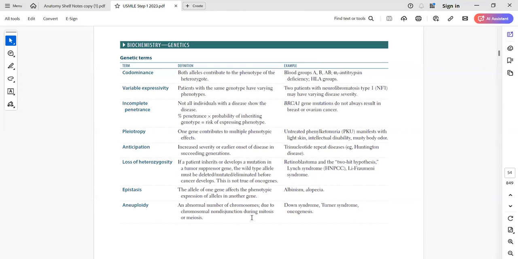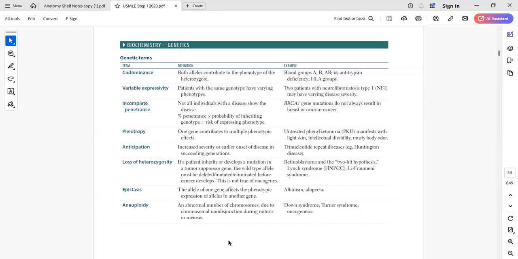This is a very commonly asked question in your world. Very commonly. They love asking about anticipation. They love asking about incomplete penetrance. These are some of the genetic terminologies which are asked over and over again.